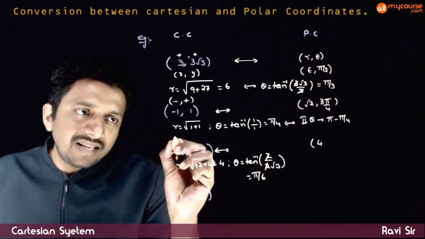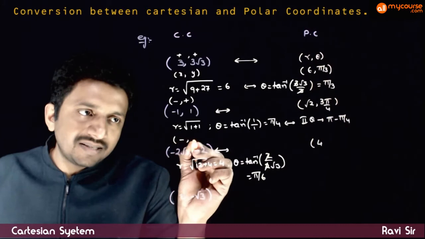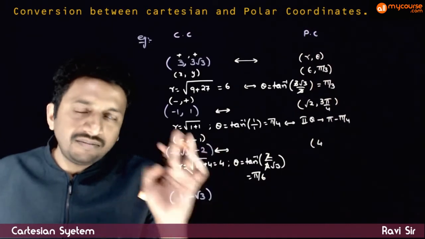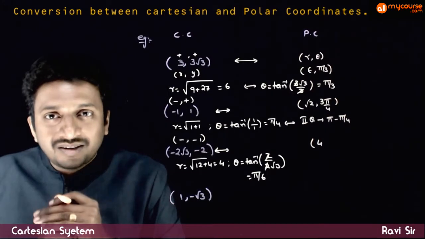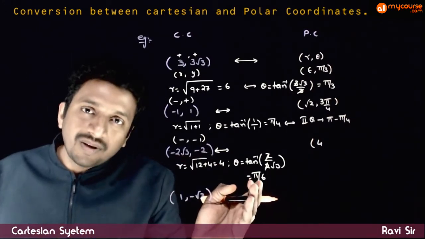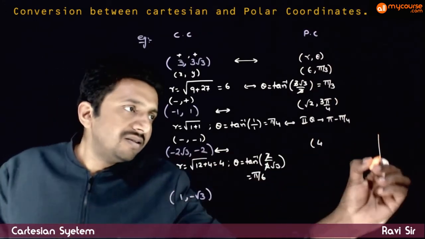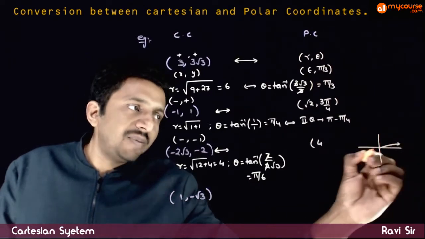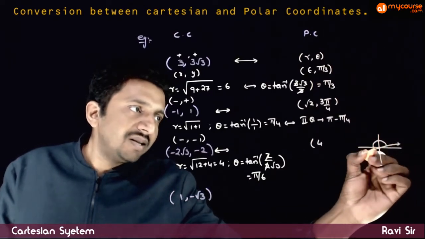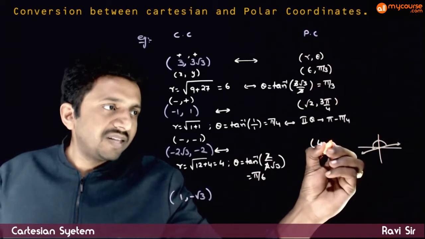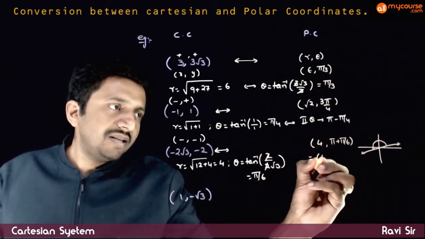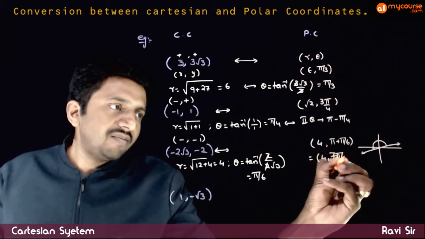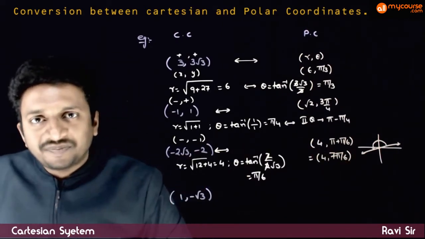Now go to the signs of the coordinates, minus and minus. X coordinate is negative, y coordinate is negative. So you want an angle in the third quadrant. So what is the allied angle to pi by 6 in the third quadrant? If you draw the coordinate system, this is pi by 6. The allied position is pi plus pi by 6. That is 4 comma 7 pi by 6 is the answer.